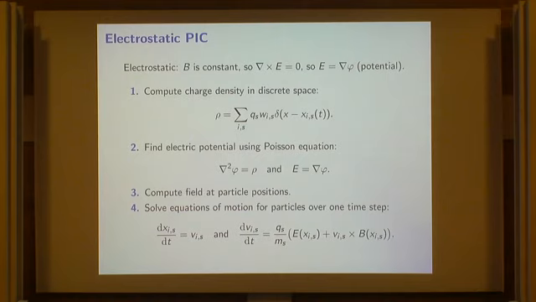Why do you have B depending on X when you say B is constant? I mean, it's constant in time here. Oh, so there's a fixed magnetic field. There's a fixed magnetic field, yeah. The magnetic field is imposed, yeah, that's right.